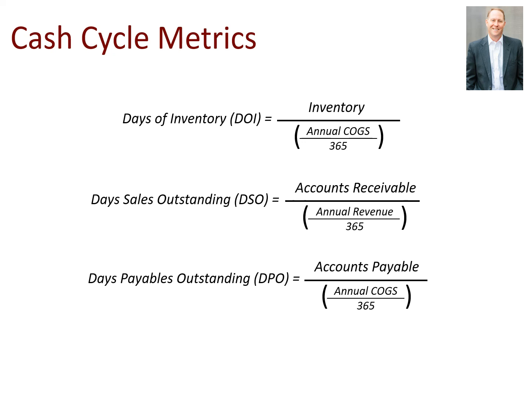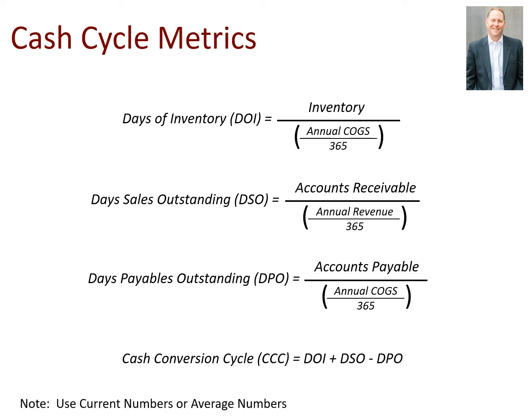So our cash conversion cycle then is our days of inventory plus our days sales outstanding minus our days payable outstanding. And when we're doing this, we can look at average numbers such as average inventory, average accounts receivable, or average accounts payable, or we can look at the current numbers, depending on whether we're trying to determine our average cash conversion cycle or our current cash conversion cycle. So again, you can use current numbers, you can use average numbers.